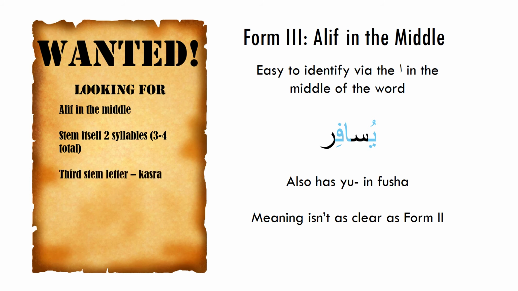The third stem letter, depending on how you count, if you count the aleph, right, sa, aleph, fa, that one has a kasra on it, okay, yusafir. This one is easy to identify. You have that aleph. Notice it also in fusha has the u, but again, in amiya would be more like yisafir. The meaning isn't quite as clear as form two. Form two very clearly has that make someone do something sort of meaning. This one is a little more nebulous.